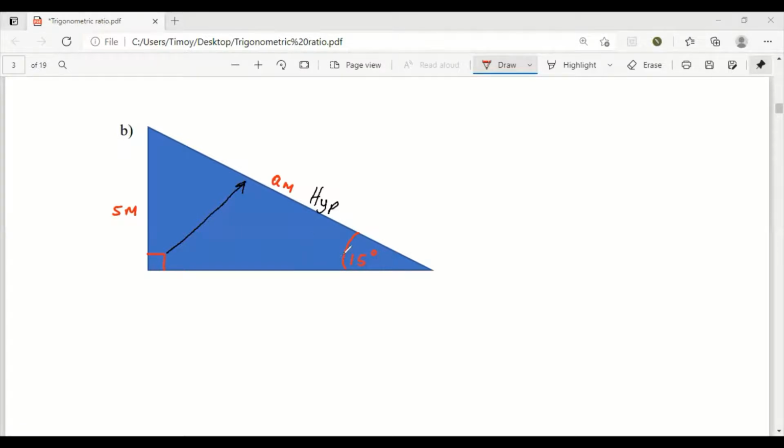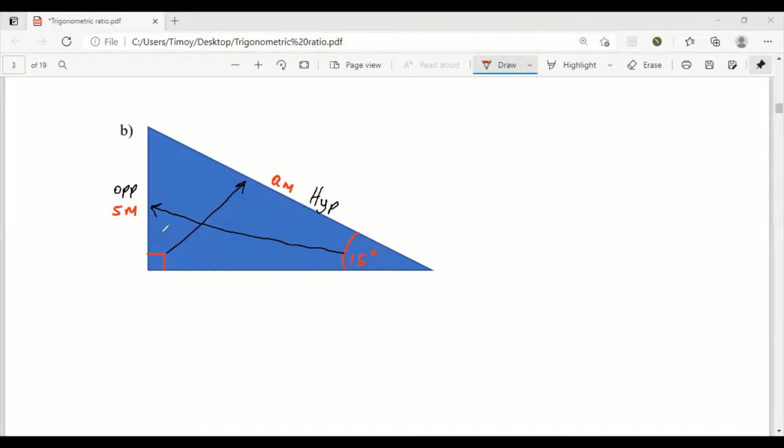Then we have to look at the angle that is given. We have a 15 degrees angle here. If we draw a straight line from the angle going straight across, it takes us to this side where 5 meter is, and we know that's going to be the opposite, because this side is directly in front of this 15 degrees. So it is opposite to it. We don't need to label the third side because we don't have any information for it.